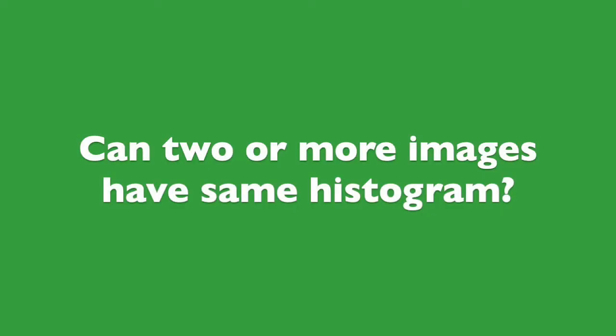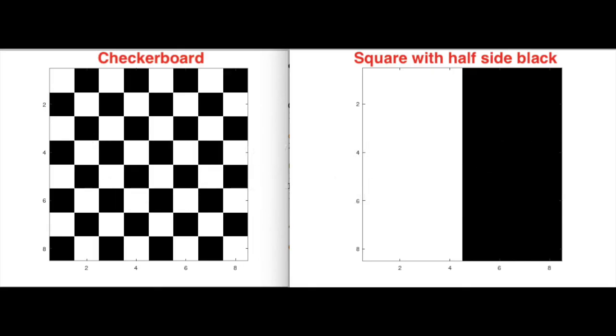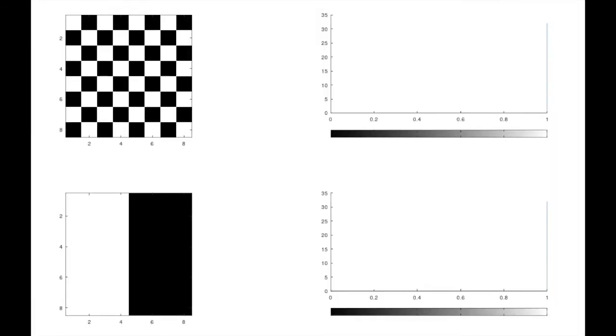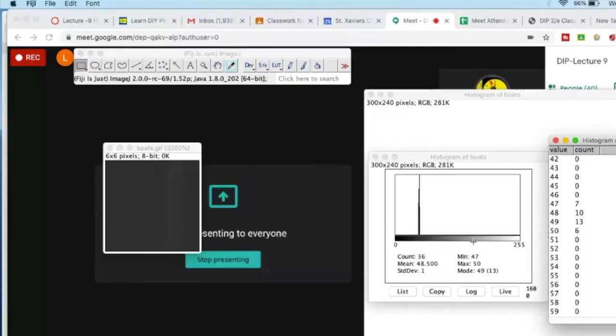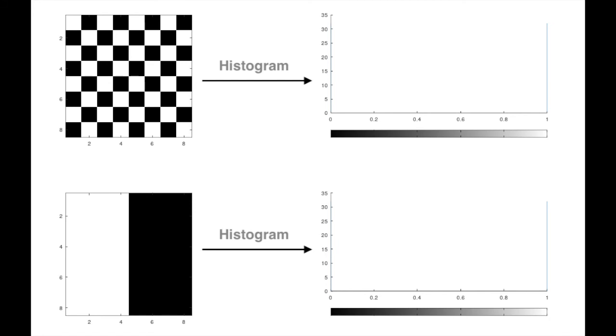Question 1 was, can 2 or more images have the same histogram? Yes, we can have. For example, if you have a checkerboard image and one image where half is white, half is black. The meaning of a histogram is that we are looking at the intensity values versus their frequency. We do not care about their distribution in the image. So yes, many images can have the same histogram.